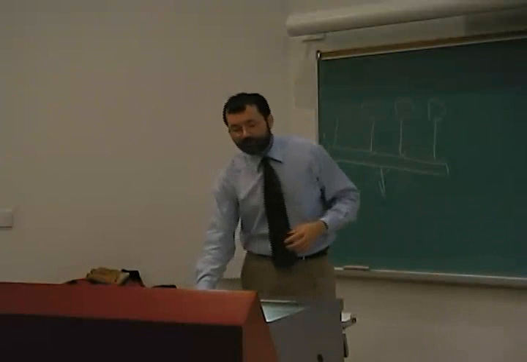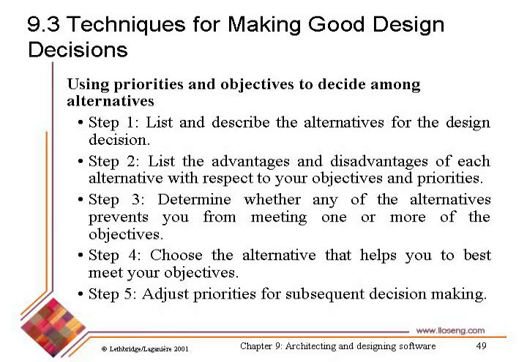So first of all, I've got to have some priorities and objectives set up. These come out of the requirements, and they can evolve over time as well. First of all, we want to list and describe the alternatives for decisions that are important. You don't have to do this for every decision, but for important decisions, you want to do this. List and describe the alternatives. You did that in your requirements document, so requirements are done in a similar way.